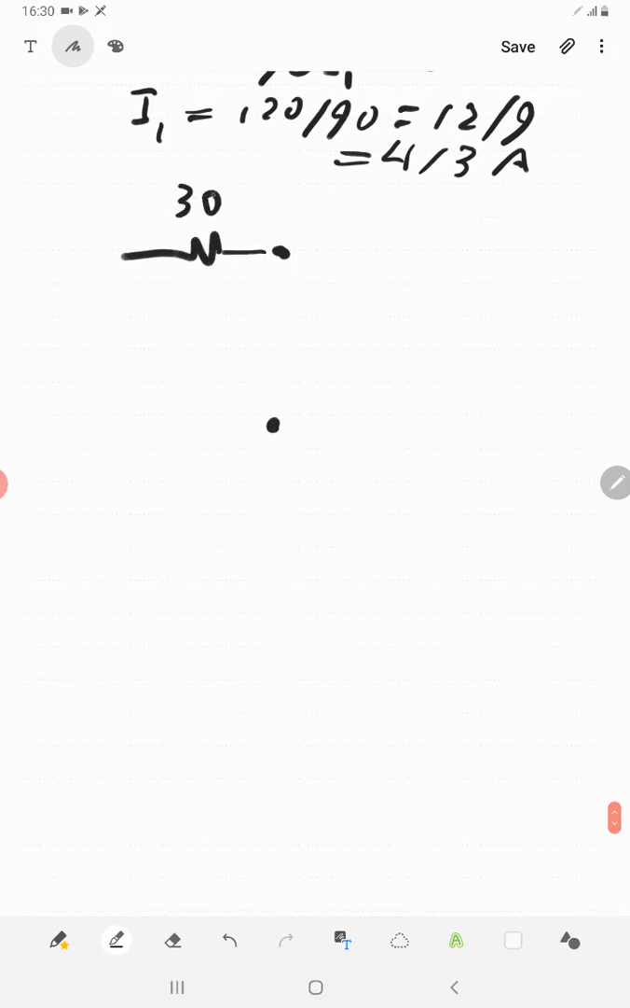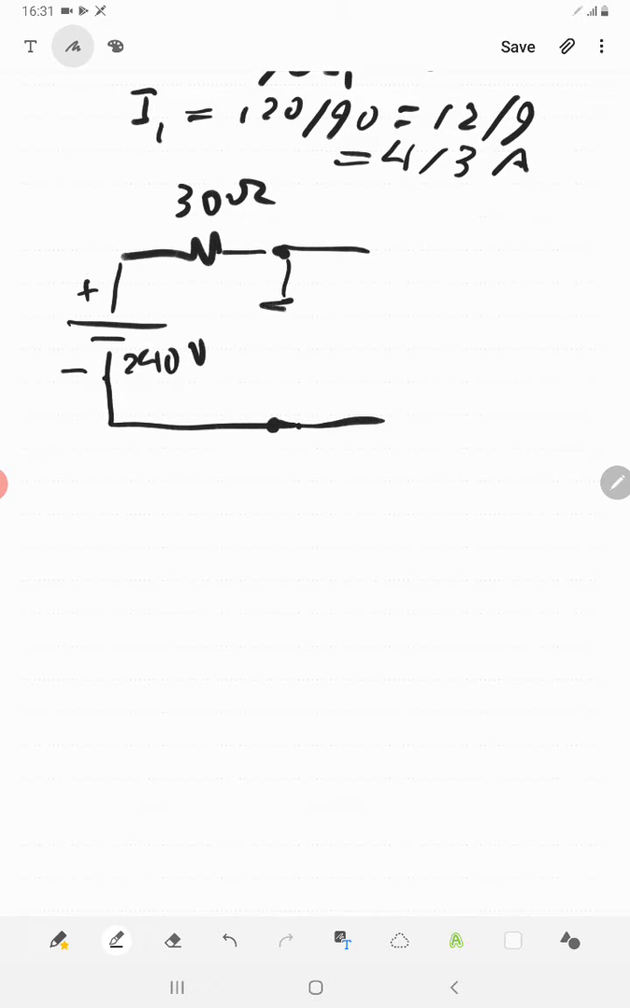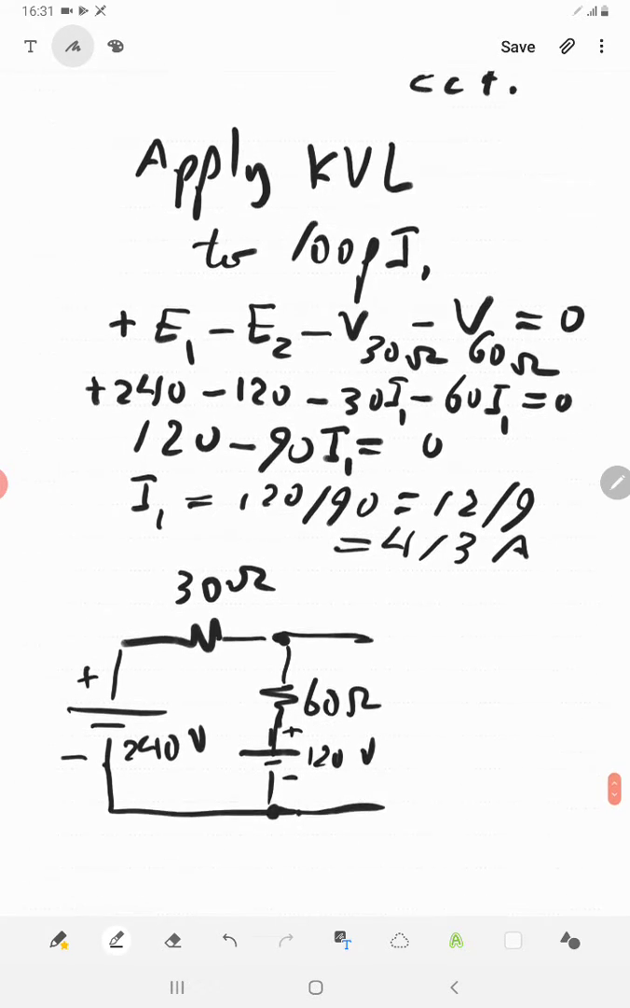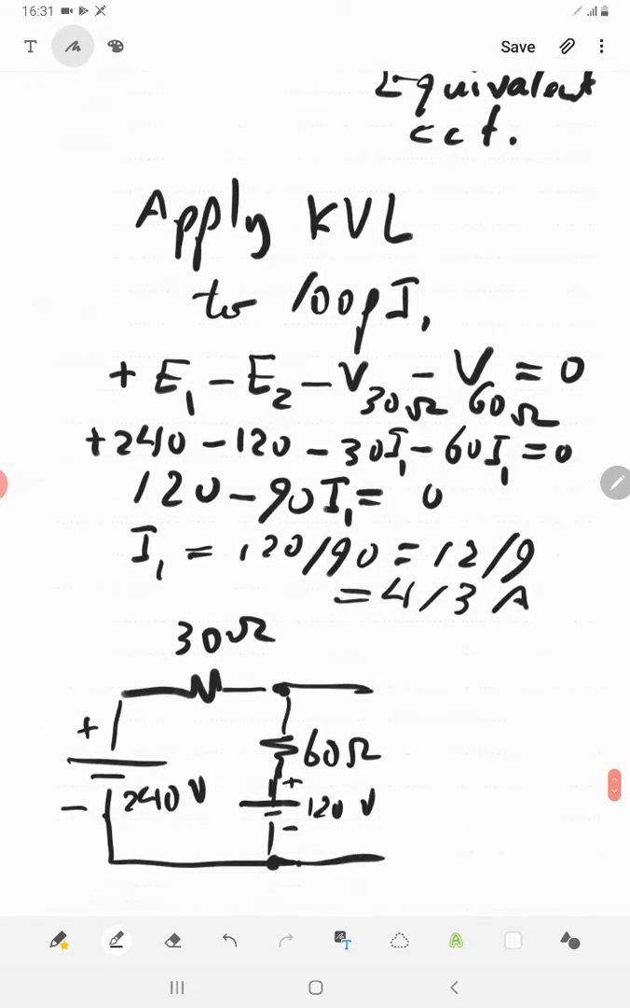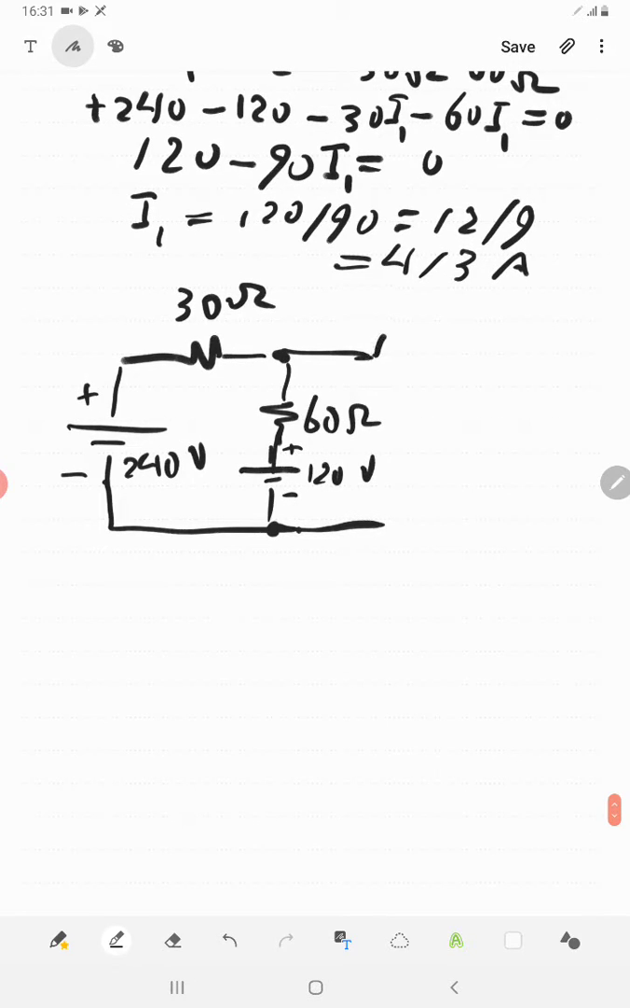We have 30 volts here, and plus minus 240 volts. Okay, and we have here 60 ohms, and plus minus 120 volts. We also have a resistance of 70 ohms here, and 70 ohms here, and this is AB, the open circuit.